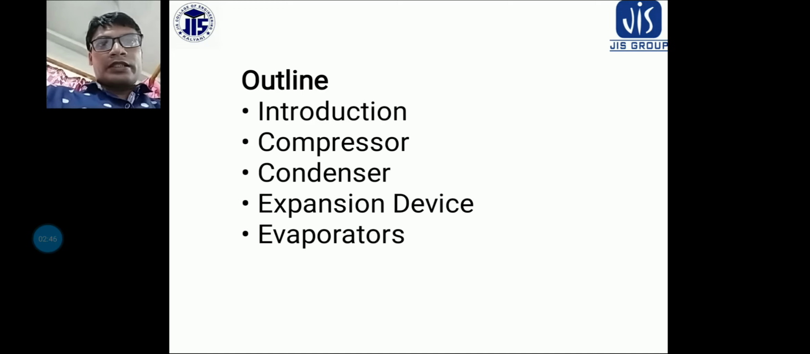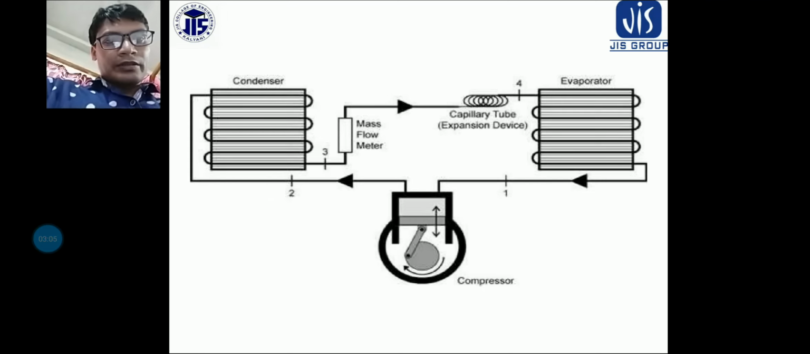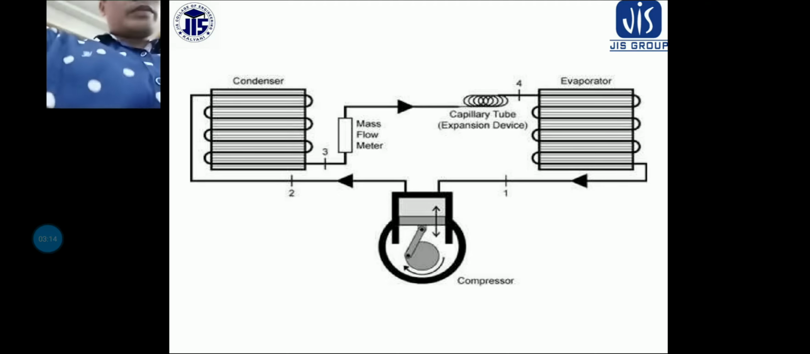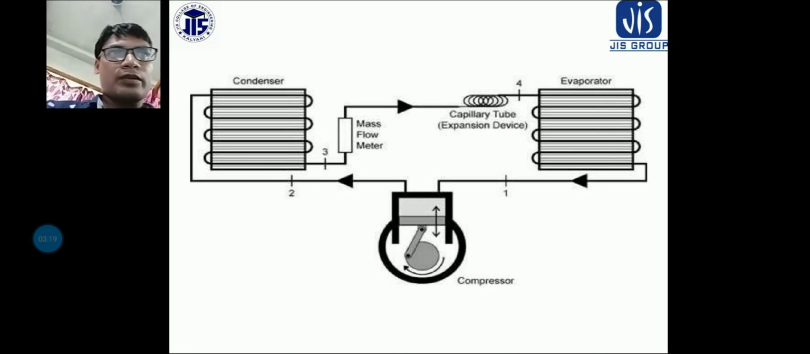So what is the basic function of the compressor? It is compressing the refrigerant which is entering the compressor from the evaporator. There are three or four types of compressor: the reciprocating compressor, centrifugal compressor, rotary compressor and screw compressor.